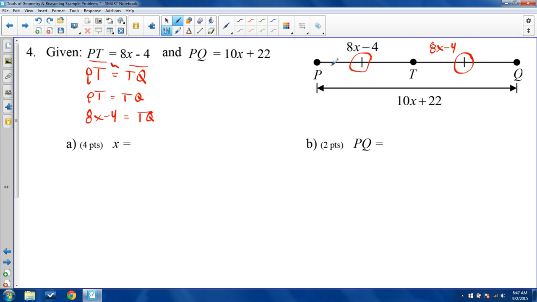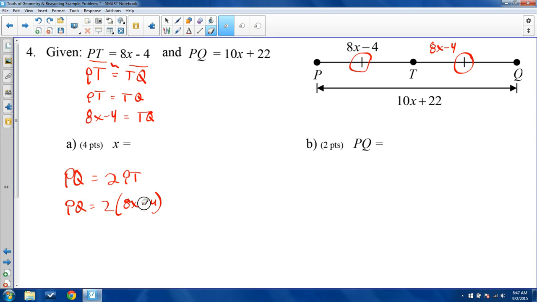Or better yet, whatever PT is, I could double the length, and I get the entire length of PQ. So what I could write is PQ is twice the length of PT. So PQ is twice the amount of 8x minus 4. Or better yet, I could have said 8x minus 4 plus 8x minus 4 equals PQ. Now PQ is 10x plus 22. So this is 2 times 8x, that's 16x, minus 2 times 4, which is 8.